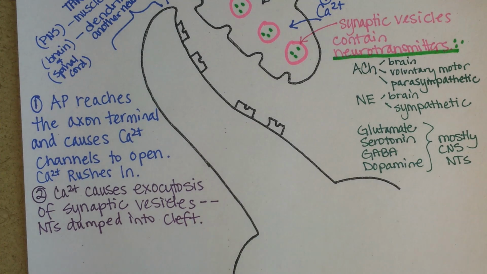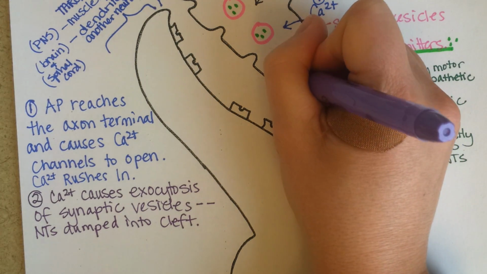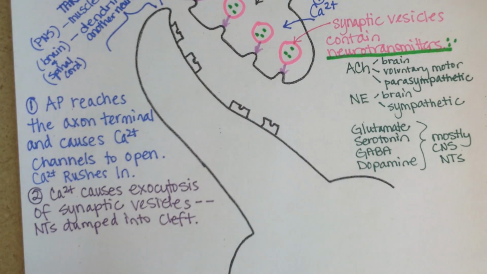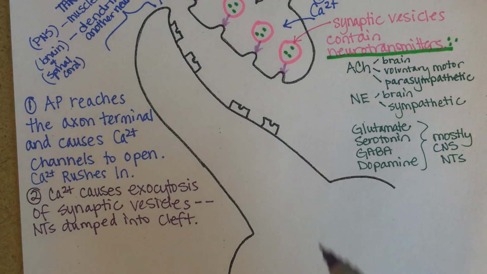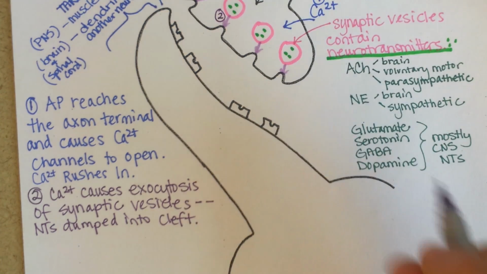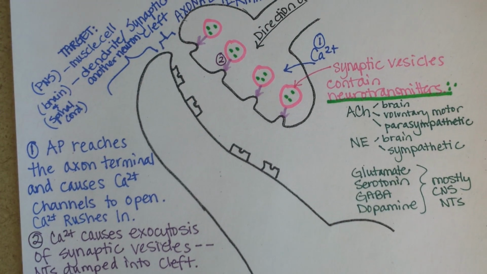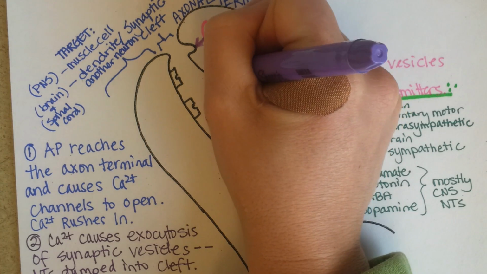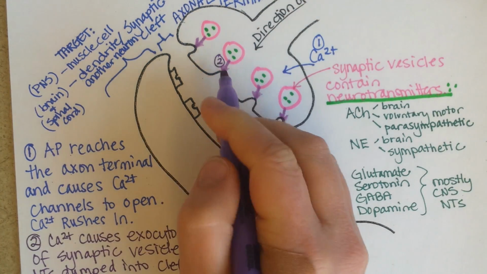So you can use your purple highlighter and show that exocytosis is occurring. That's step number 2. Oh, can't really see what I did there, did you? So I highlighted in purple like this, put a number 2 on there.